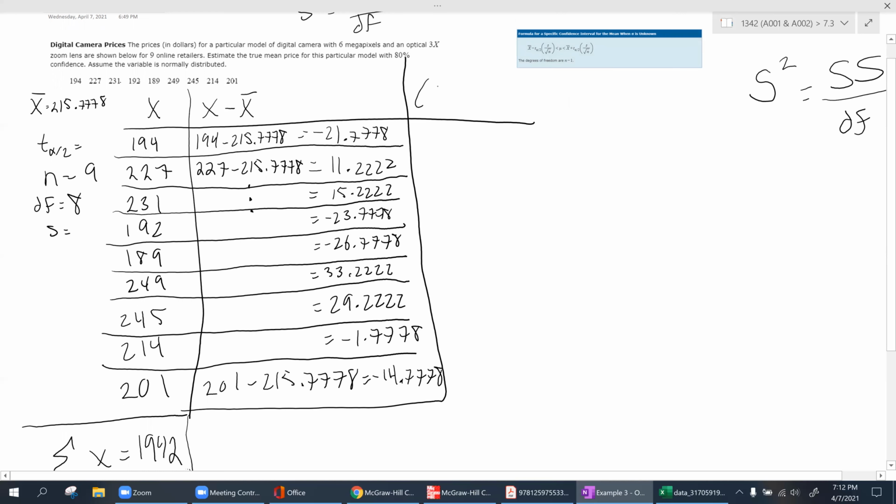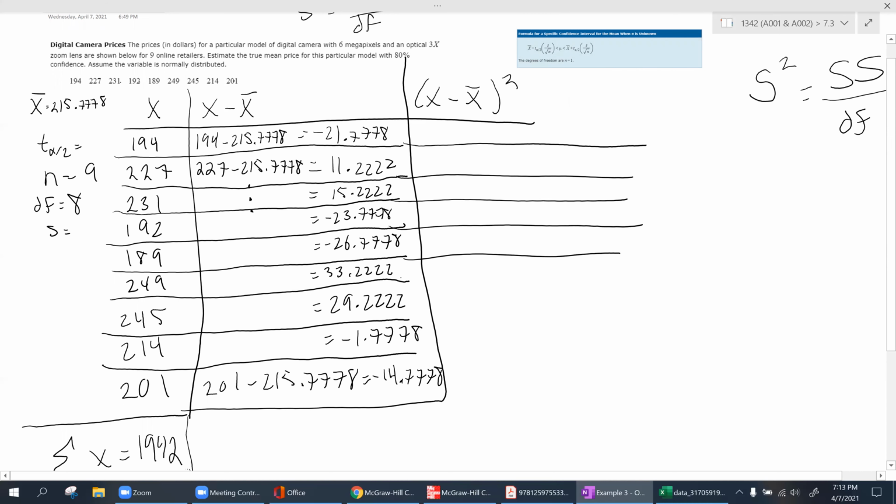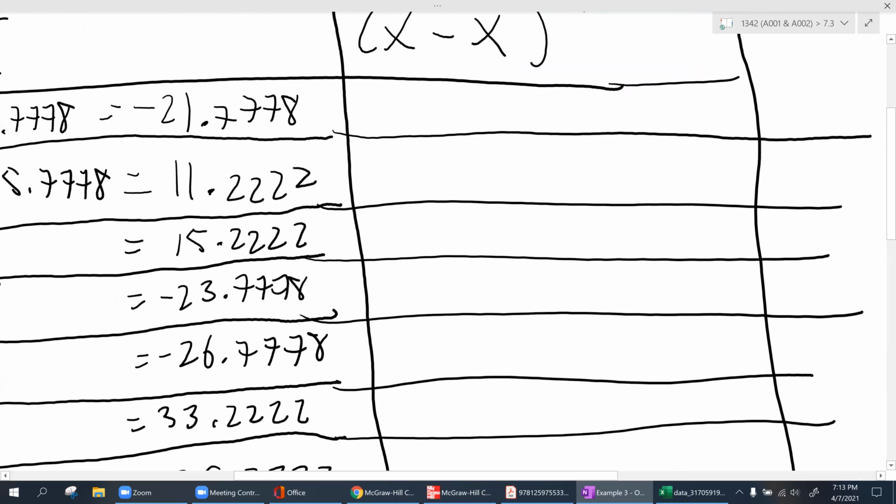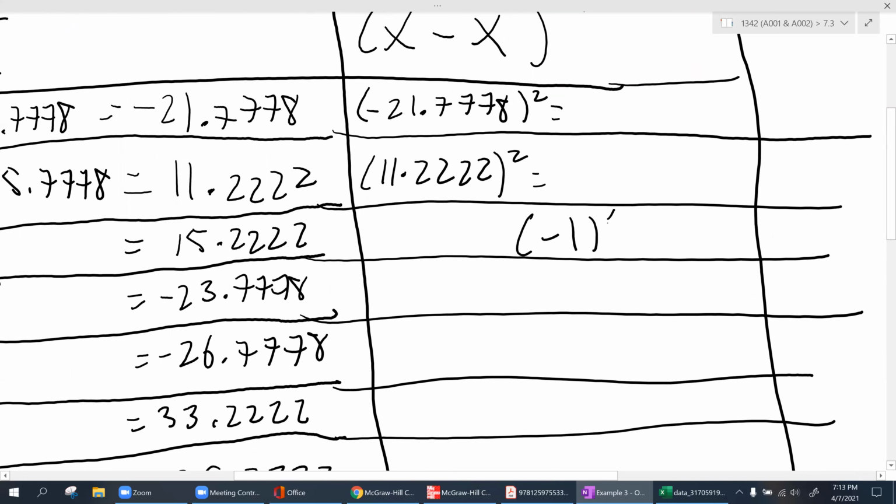So here is just going to be x minus x bar squared, meaning you're getting those values and just squaring them. So in other words, you shouldn't have any negative values moving forward in this part. All these values should be positive. So pretty much what you're doing here is negative 21.7778 squared, 11.2222 squared. And in case you're wondering why it's only positive, because whenever you have a negative value raised to an even power, it always becomes positive.